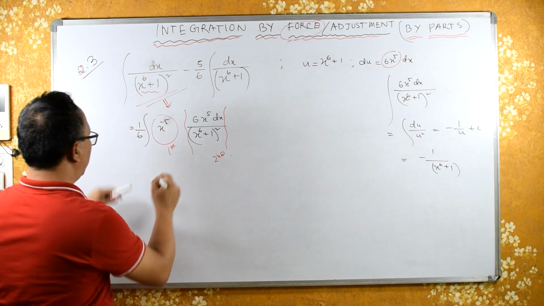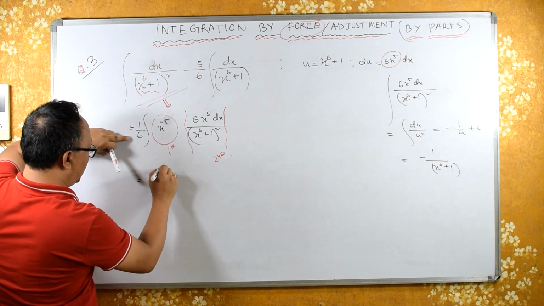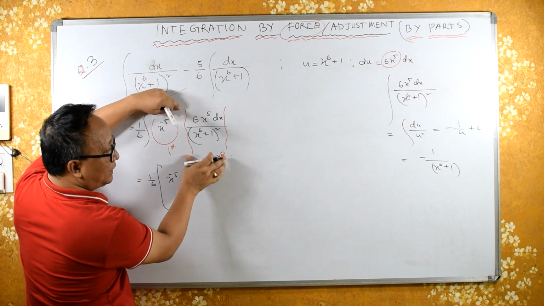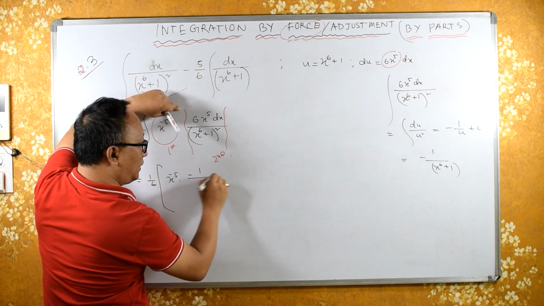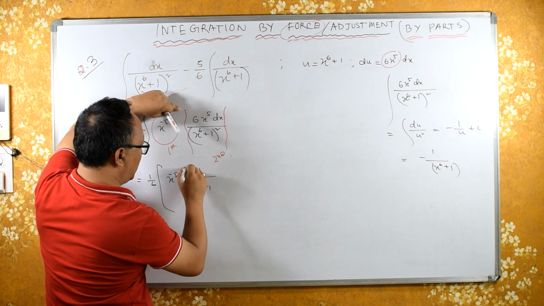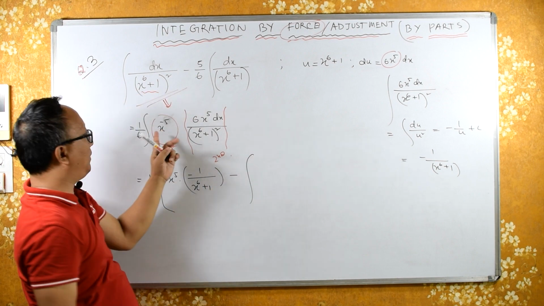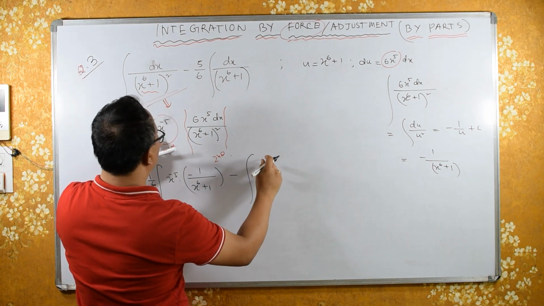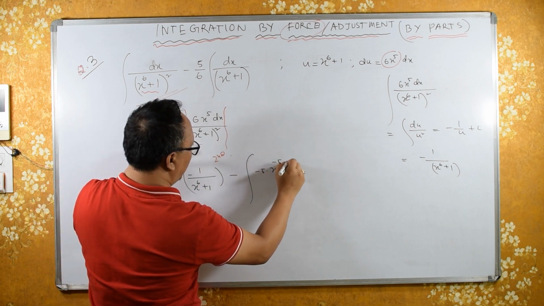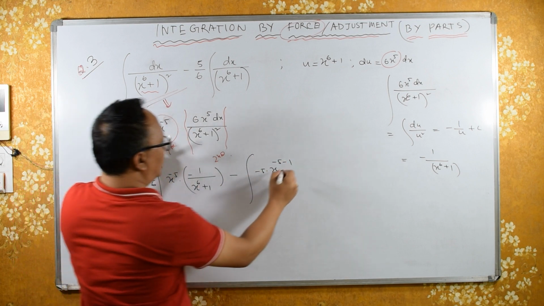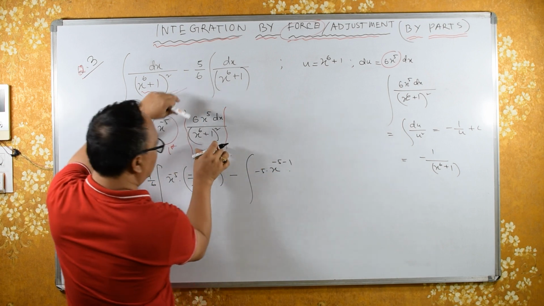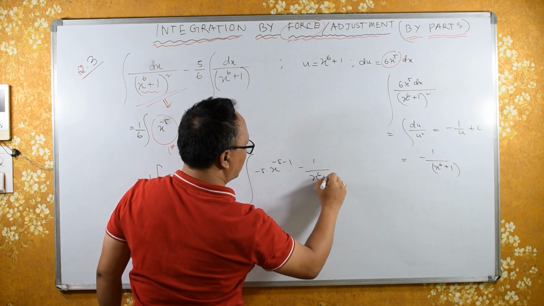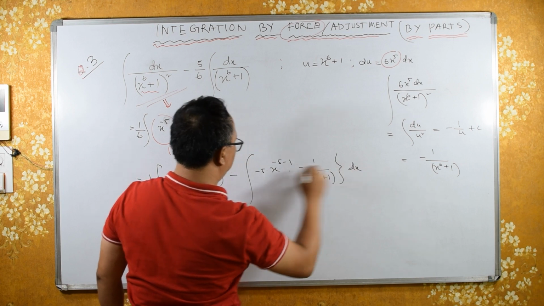Now this is the same as 1 by 6, which I am taking outside. First function keeping as it is, x^-5. Now integration of this is what? Here minus 1 upon x^6 plus 1, minus the integral of d by dx of this. Differentiation of this is minus 5 x raised to minus 5 minus 1, into the integration of this, which we already saw over here: minus 1 upon x^6 plus 1, dx.